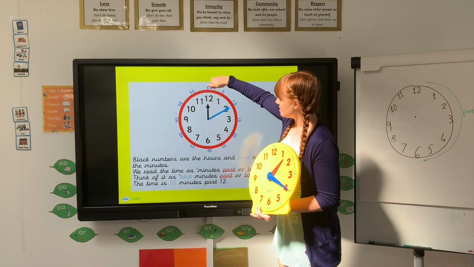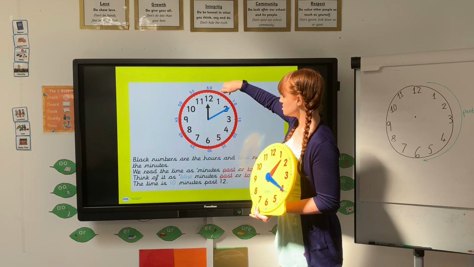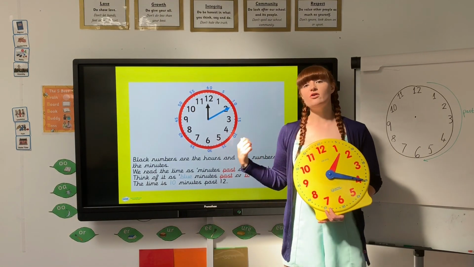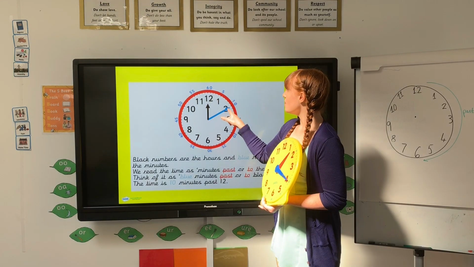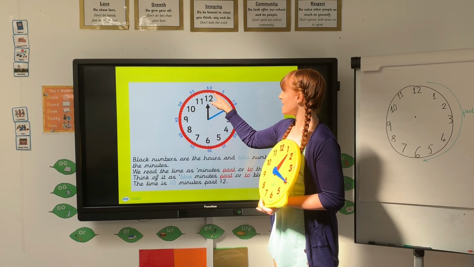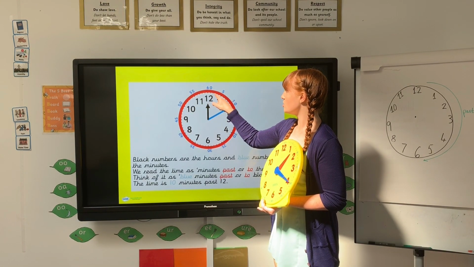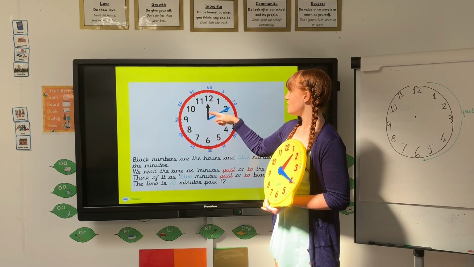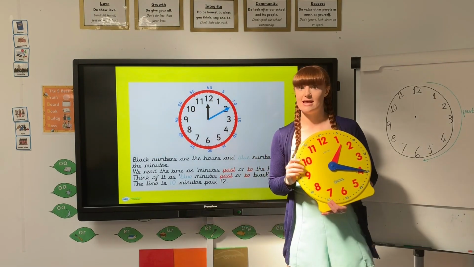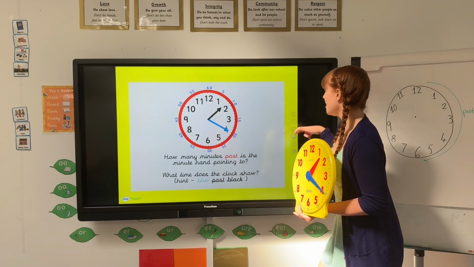You can see here, these little black lines are worth 1 minute each. So if I was showing 2 minutes past 12, that big hand would be exactly there. So you can see 1, 2 minutes past 12. But this is showing 5, 10 minutes past 12. And we keep going round.